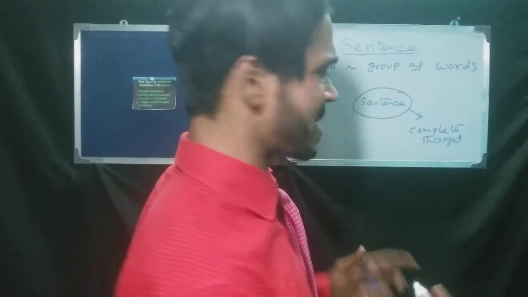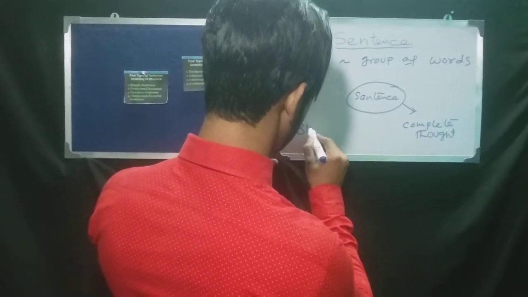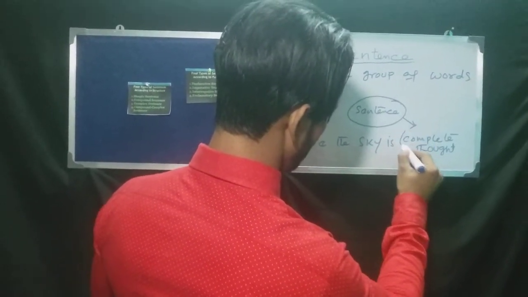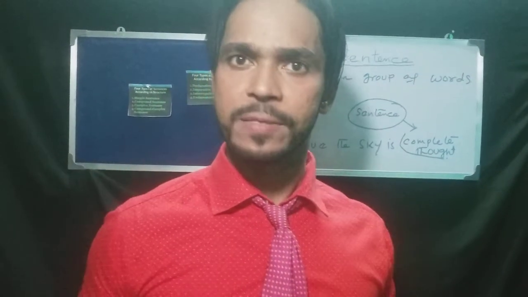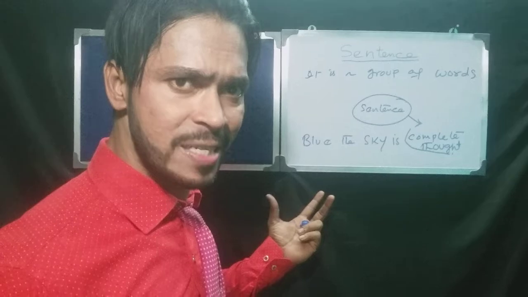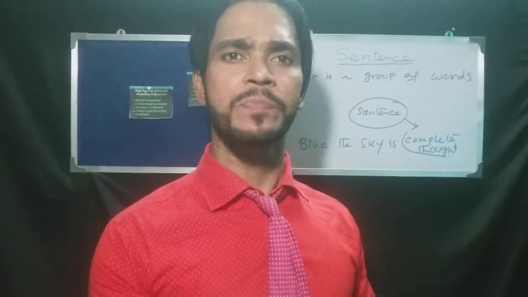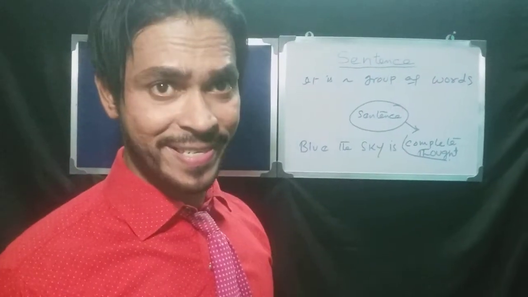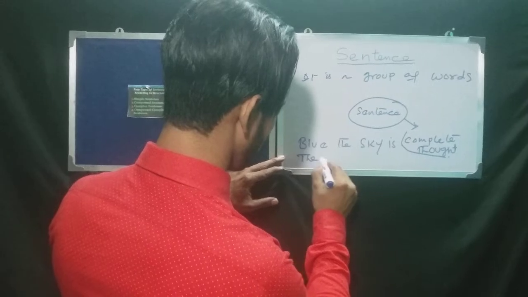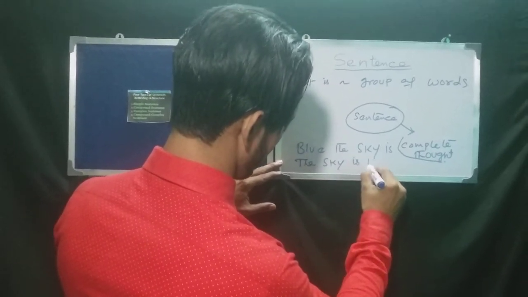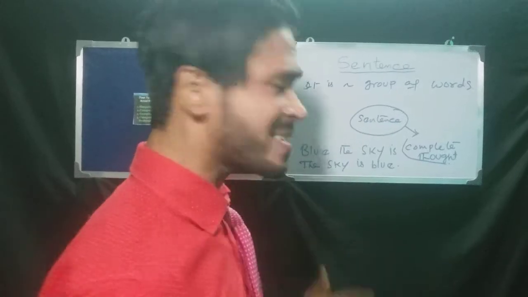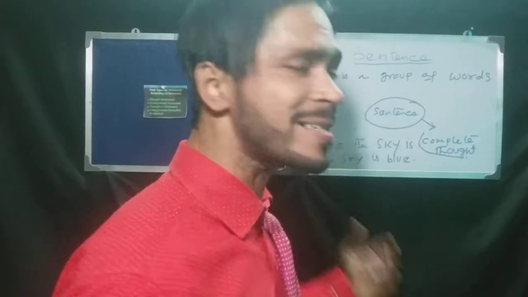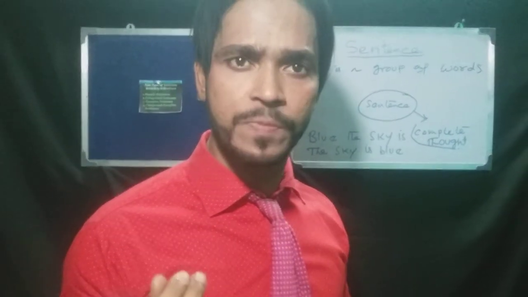Look at an example. "Blue the sky is." It's a group of words, but it doesn't make any sense. It doesn't make any thought. It doesn't make any meaning. So it's not a sentence. "The sky is blue." It's also a group of words and it makes sense. It makes a thought. It makes a meaning.